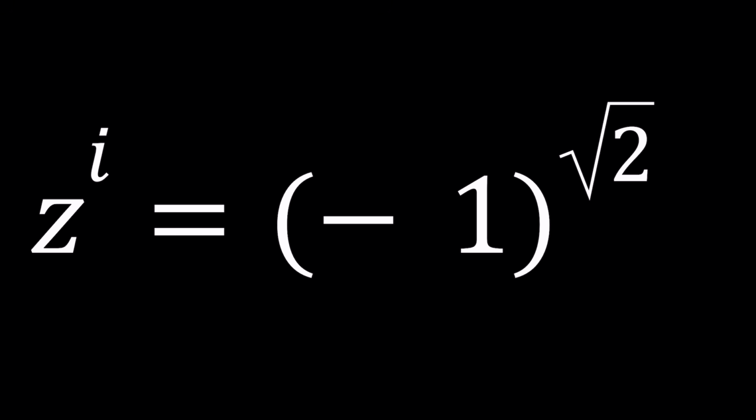We have z to the power i equals a number. Obviously, the right-hand side is a constant, right? So we're going to try to simplify that. But at the same time, we have a complex number z.